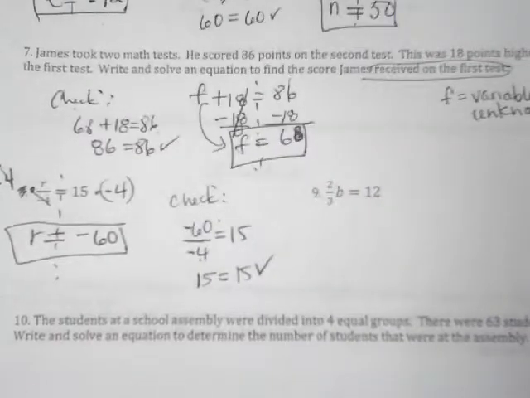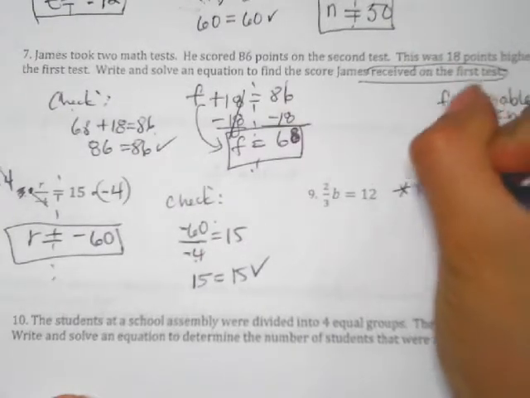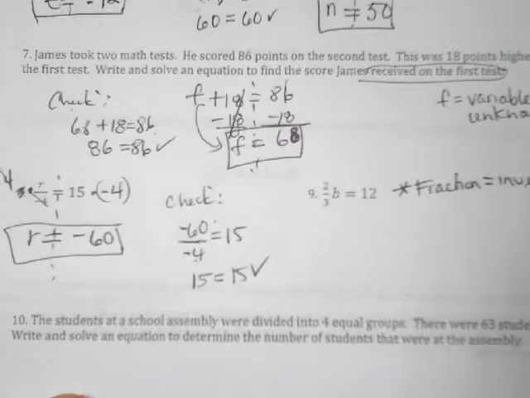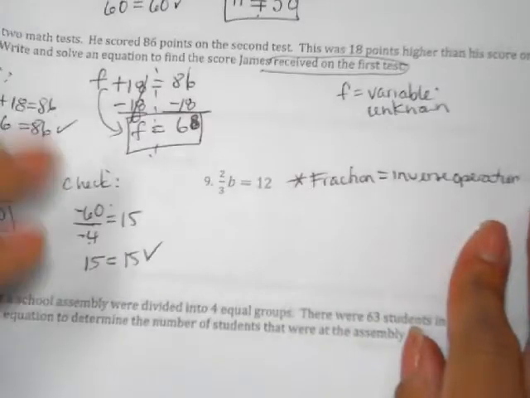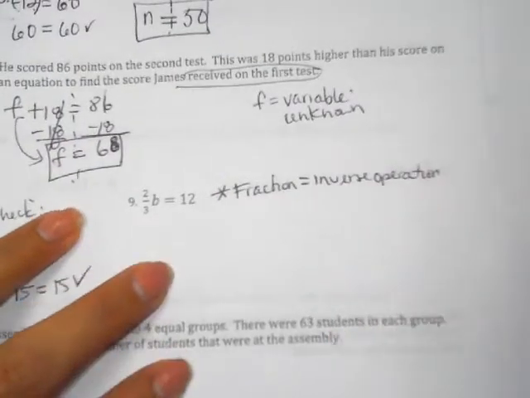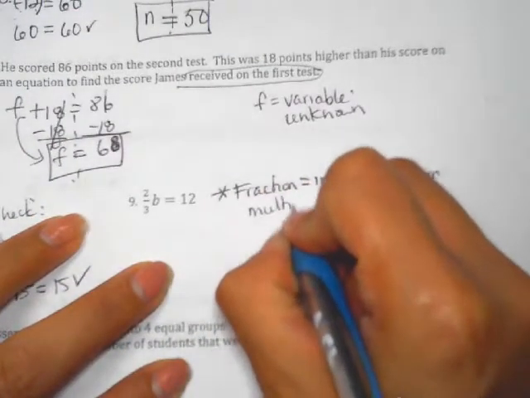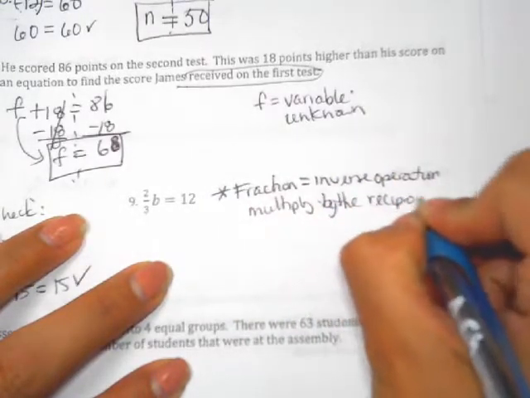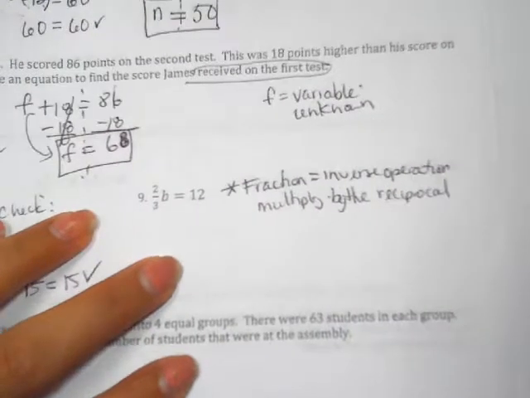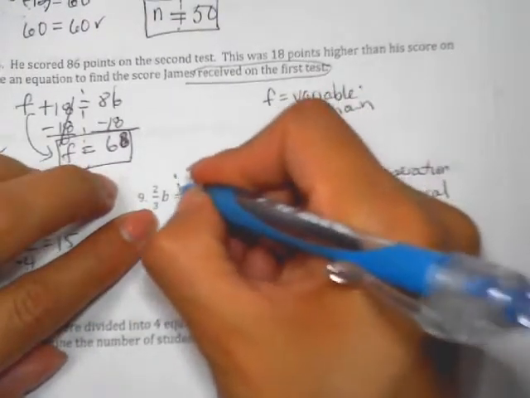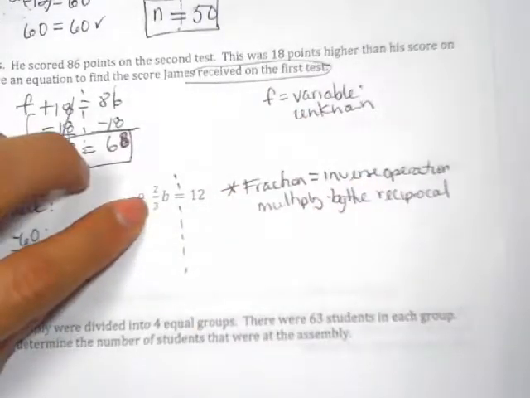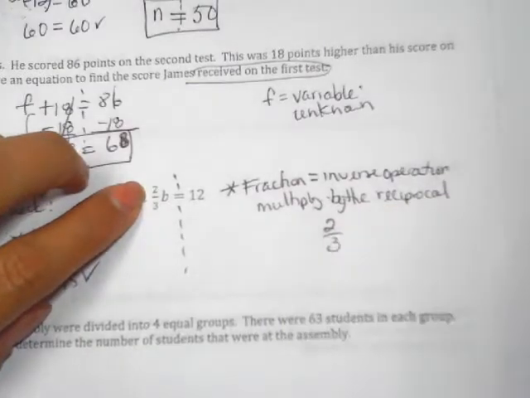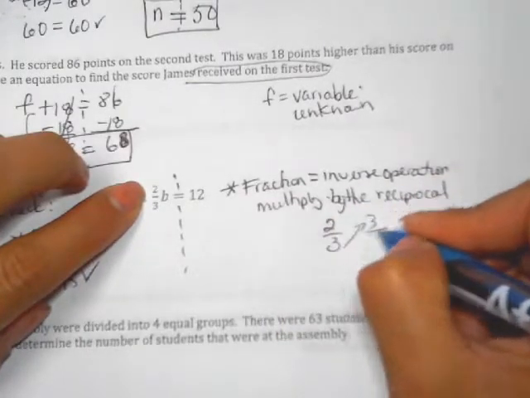Alright, on number 9, if you have a fraction, the inverse operation is always to multiply by the reciprocal. I hope I spelled it right. So we look at our fraction here, and our fraction is on the same side as our variable, so that's what we're going to have to get rid of first. So the reciprocal of 2 over 3 is going to be 3 over 2.